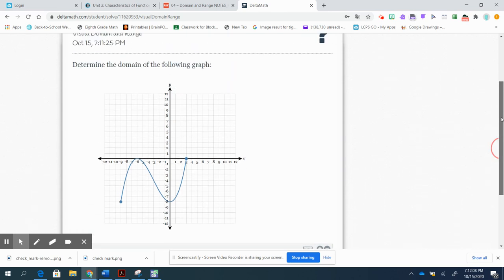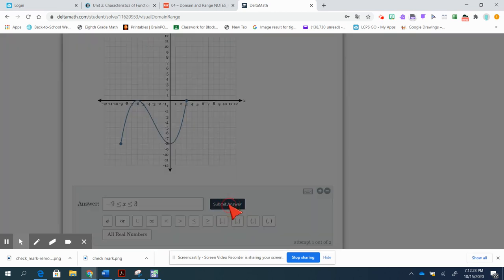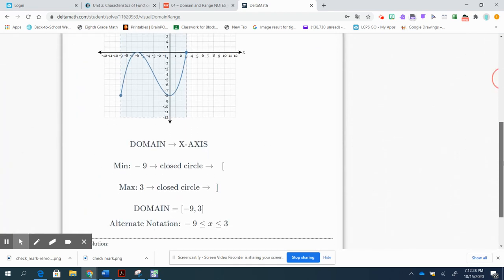Let's see how it told us to write this. Determine range. Okay, and it can be: x can be greater than or equal to -9, and we need it to be less than or equal to +3. Yes, we can look at that again.